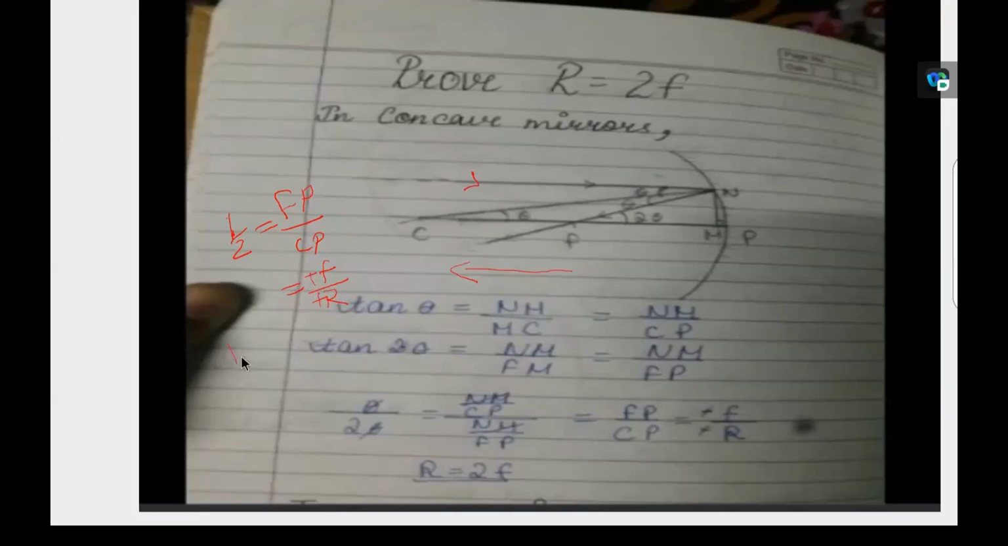We are going to get 1 by 2 is equal to f by r. Do the cross multiplication. We will get r is equal to 2f. That only we have derived. Radius of curvature is equal to 2 times of focal length.